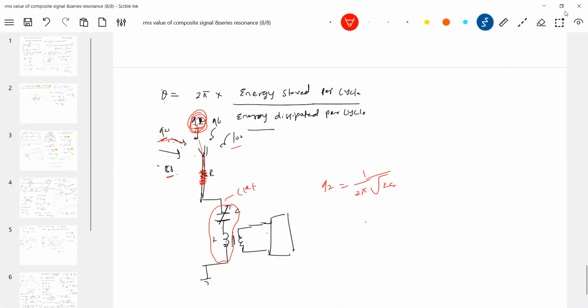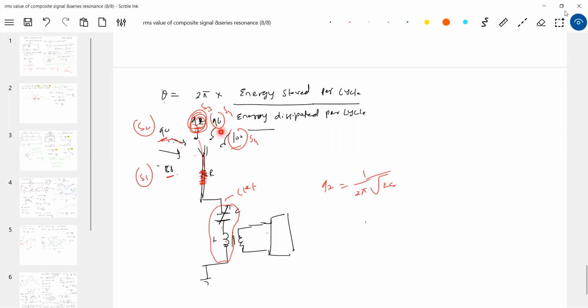And what is the source? There are 5 sources: S1, S2, S3, S4, S5. It is as good as 5 sources applied to the circuit. Then I want to listen only for this 92 megahertz. What should I do? I'll adjust the capacitance of the circuit in such a way that the resonant frequency will become 92 megahertz. Then the current due to this signal only will be maximum.